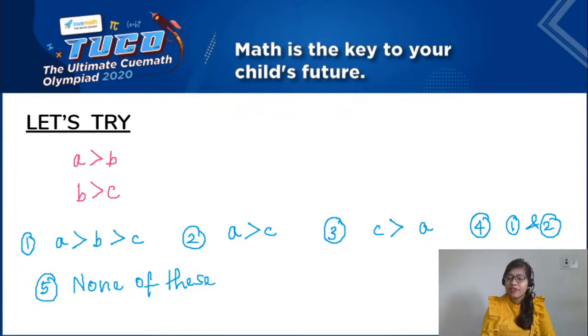So one thing which we are very sure about is that if A is greater than B and if B is greater than C as well, then from here I can also conclude that A is also greater than C. Correct? Isn't it so?